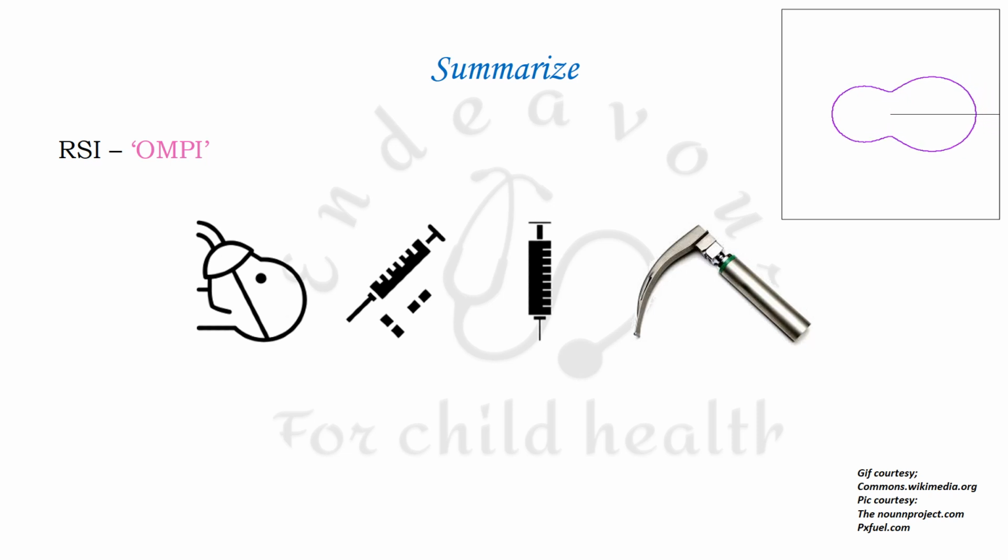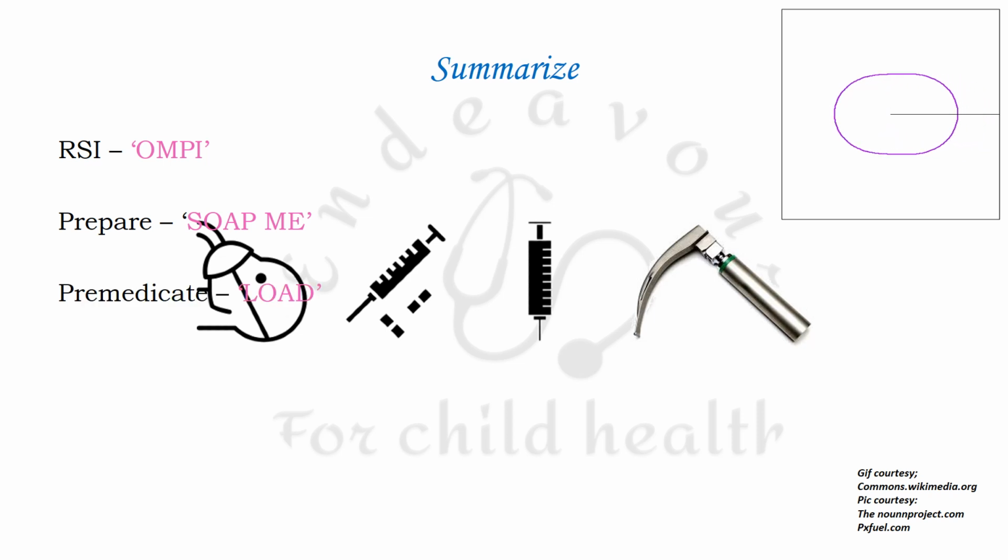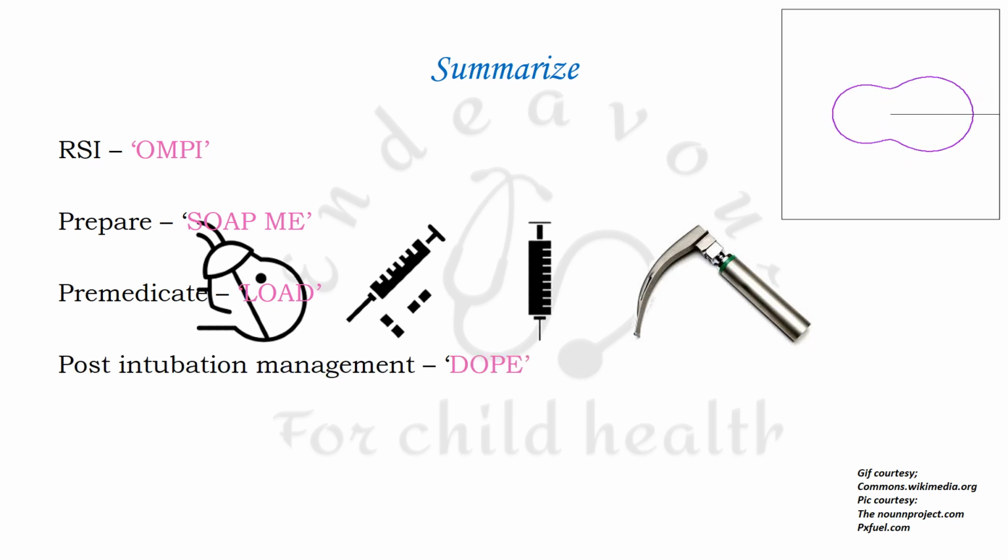The classical four steps are OMPI, that is oxygenation, pre-medication, paralysis induction, and intubation. Preparation is SOAP-ME, which I had discussed earlier. Pre-medication is LOAD, where L stands for lidocaine, O for opioid, A for atropine, and D for defasciculating agent. And post-intubation management is by DOPE. That is, look for displaced tube, obstructed tube, pneumothorax, and equipment failure as causes of sudden rapid deterioration in a child on a ventilator.